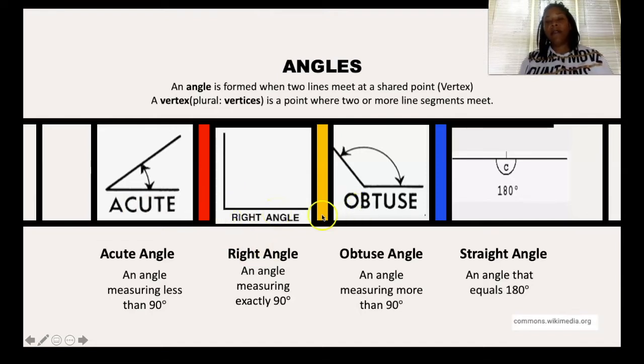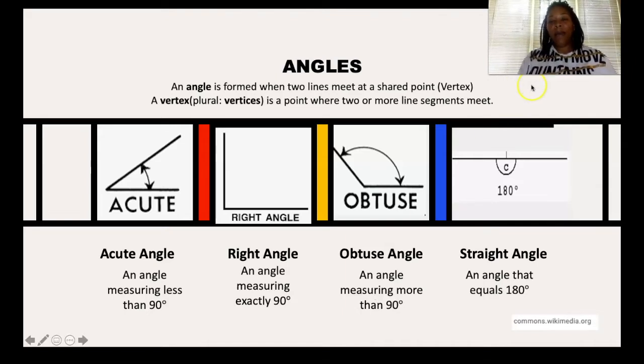And then you have an obtuse angle, which is an angle measuring more than 90 degrees. A straight angle is just that. It's straight. It's basically a straight line. Whether it's horizontal, whether it's vertical, a straight angle is a straight line, and it measures 180 degrees. It can be diagonal, so that's a straight angle.